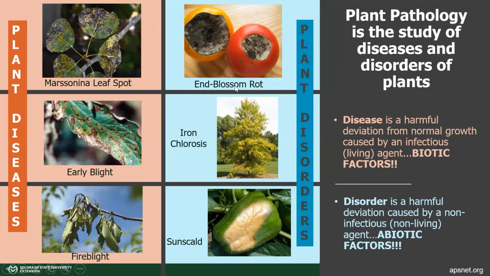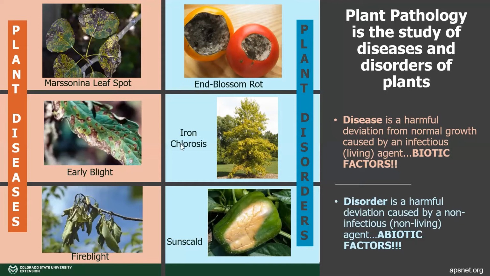For example, we have blossom end rot that you might see. This is very common here in tomatoes if you're growing tomatoes. Blossom end rot is related to a calcium deficiency and uneven moisture in the soil. So this is not alive. This is an environmental factor or a nutrient deficiency factor.